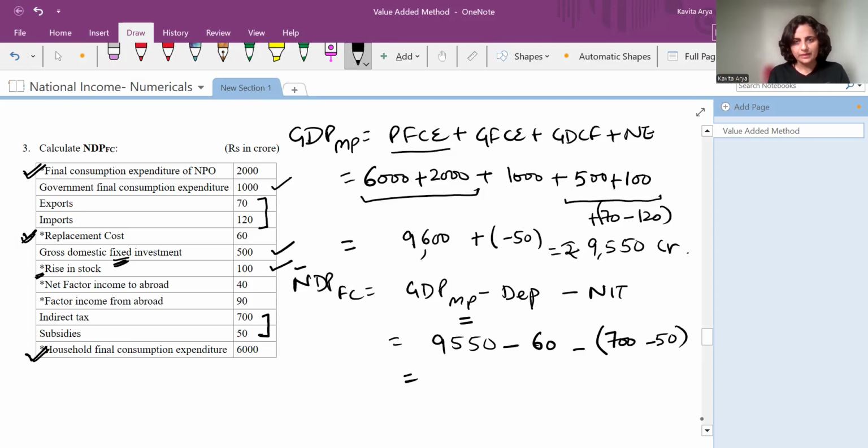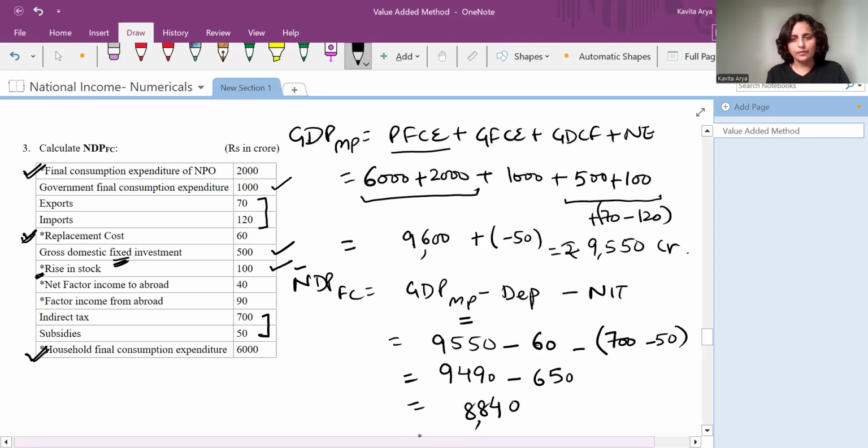So what do we have here? So this is 60 to be subtracted from here. So this becomes 9490 minus, this is 650. So just check it out. 9 minus 5 gives you 4, and this is 8, and this is 8. So the answer is 8,840 rupees in crores, and you are done with some more added learning of the concept of NPO, the concept of replacement cost, and rise in stock.